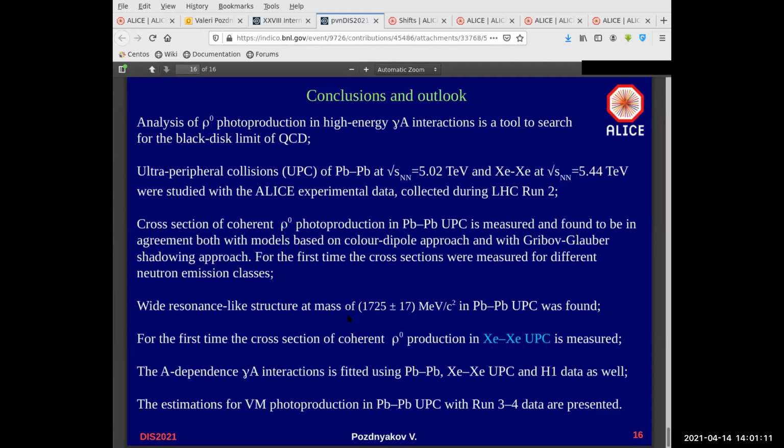Also, we see some resonance-like structure with a mass around 1.7 GeV. And also, for the first time, we measured coherent photoproduction in xenon UPC. And our estimation for vector meson photoproduction in lead UPC for Runs 3 and 4 is quite promising.